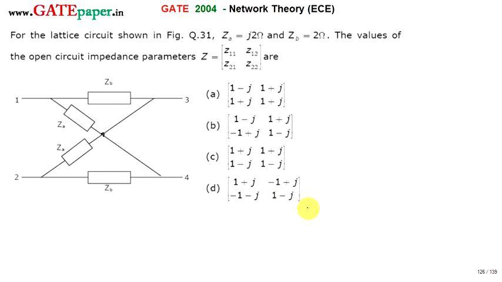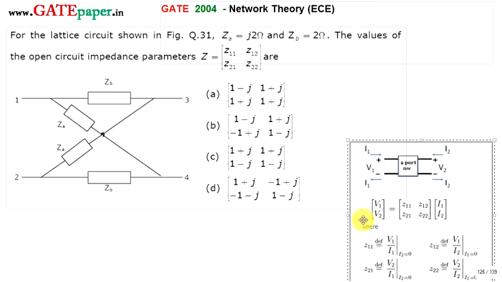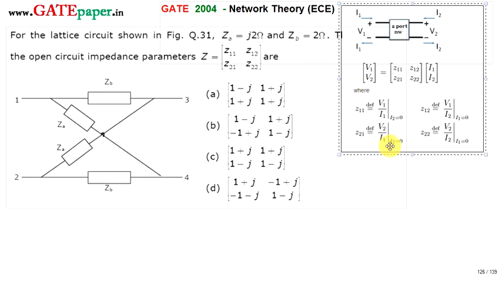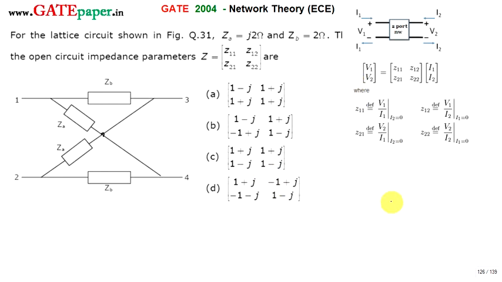So this lattice network is now assumed as a 2-port network, and for a 2-port network, Z parameters are defined in this way. So Z11, Z12, Z21, Z22 can be calculated by using these equations. Z11 and Z21 can be calculated by making I2 equal to 0. Z12 and Z22 can be calculated by making I1 equal to 0. Where I1, V1 are related to port 1, and I2, V2 are related to port 2.